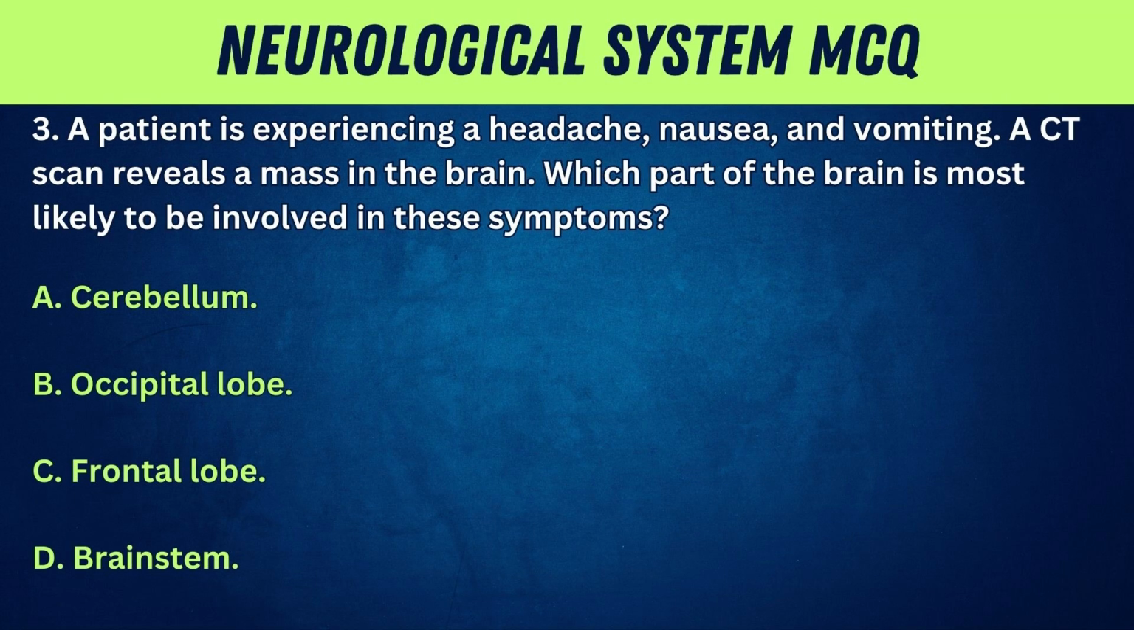3. A patient is experiencing a headache, nausea, and vomiting. A CT scan reveals a mass in the brain. Which part of the brain is most likely to be involved in these symptoms? A. Cerebellum. B. Occipital lobe. C. Frontal lobe. D. Brainstem.